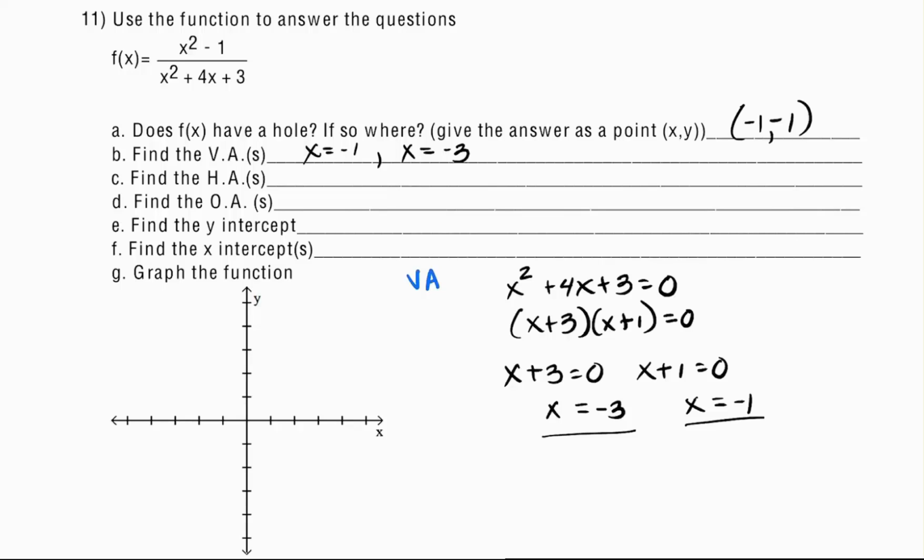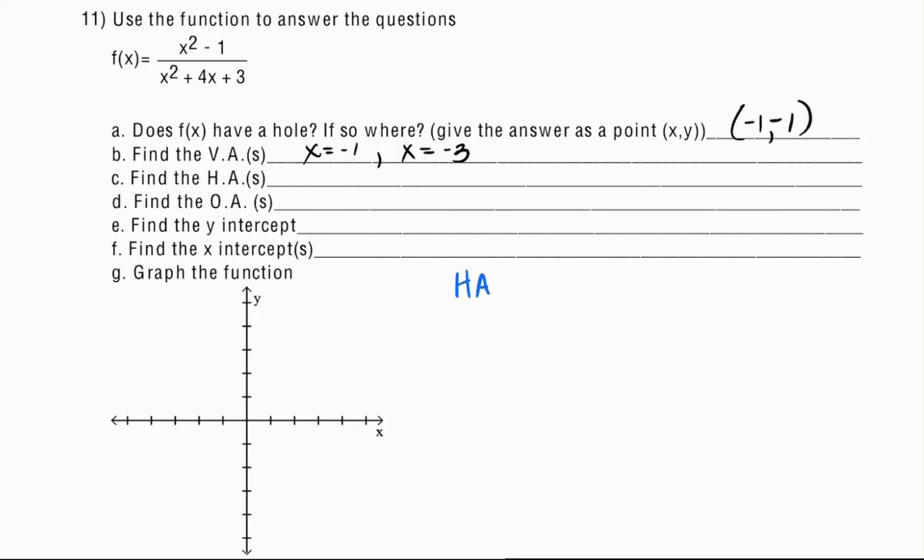Now let's find the horizontal asymptote. Since the degree of the numerator is equal to the degree of the denominator, the horizontal asymptote will be the coefficient of the numerator divided by the coefficient of the denominator. Both coefficients are 1. So the horizontal asymptote is y equals 1. In this case, there is no possibility for an oblique asymptote because the degree of the numerator is not greater than the degree of the denominator.